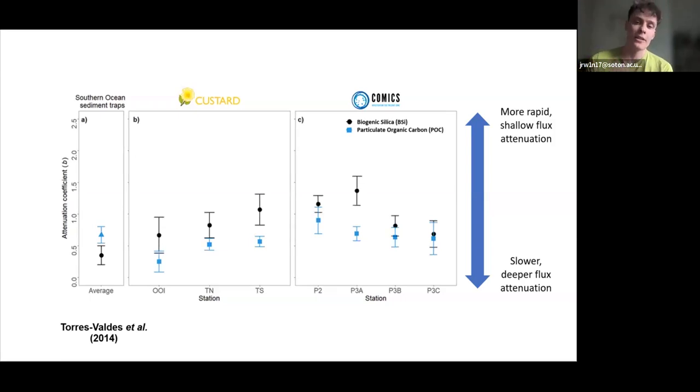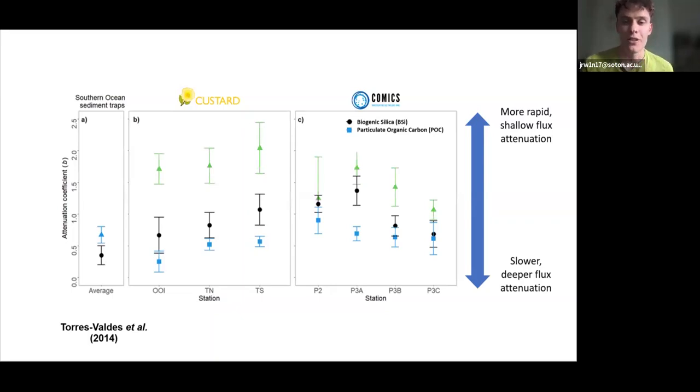Yet when we look at the biogenic silica fluxes, indicative of the diatoms, we see something really surprising. We actually observe the carbon fluxes to be attenuated more slowly than the biogenic silica fluxes. So in other words, the sinking carbon is being more efficiently transferred through the upper mesopelagic than biogenic silica.